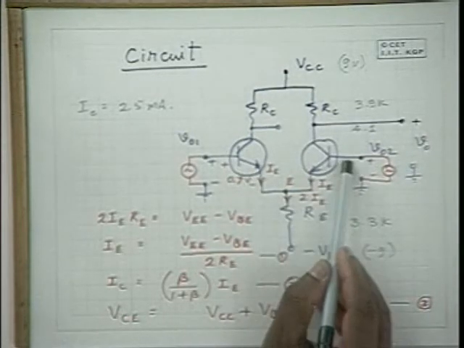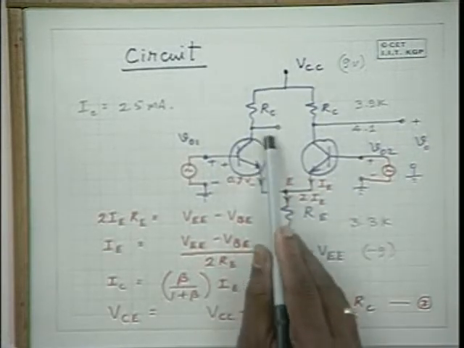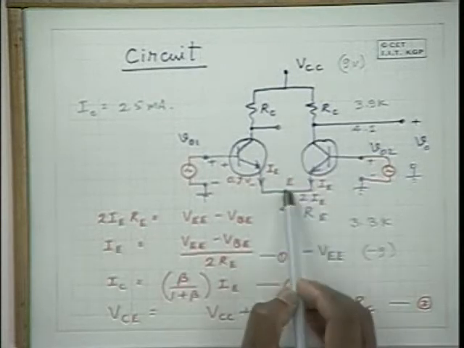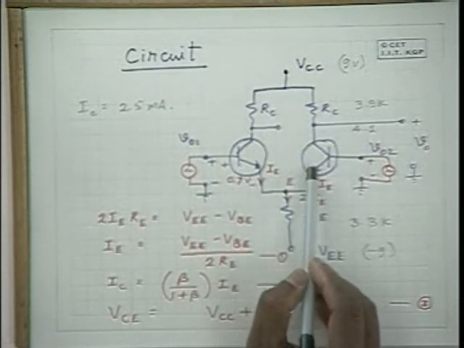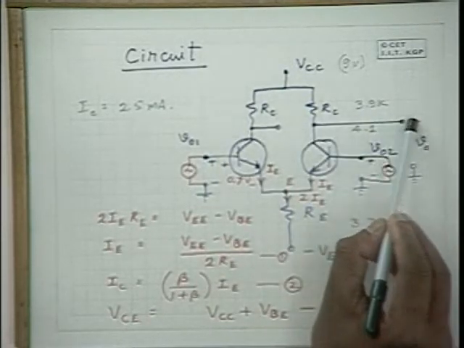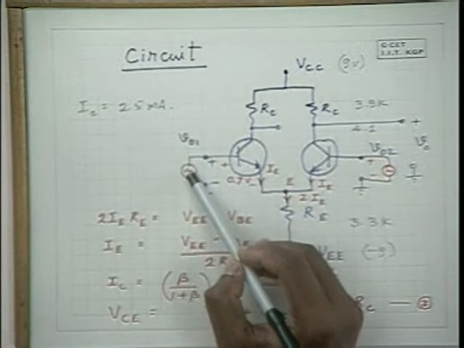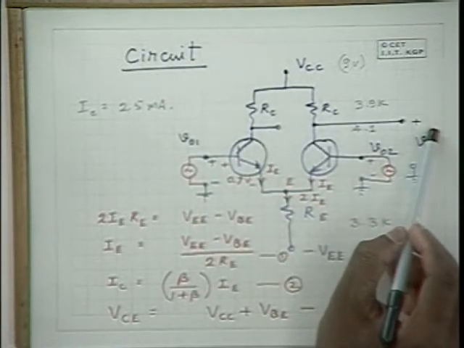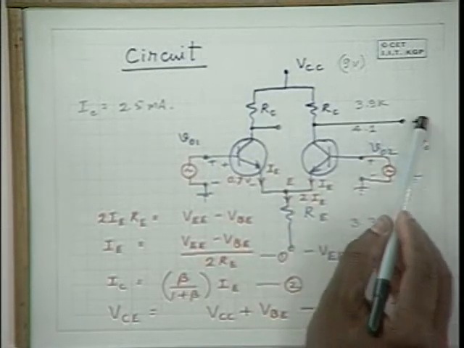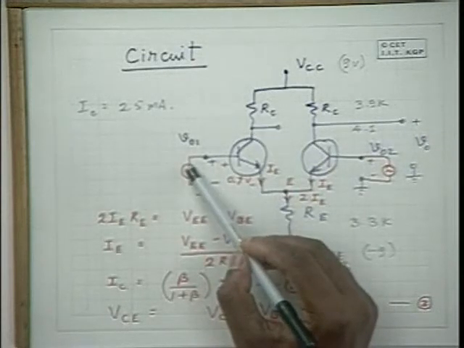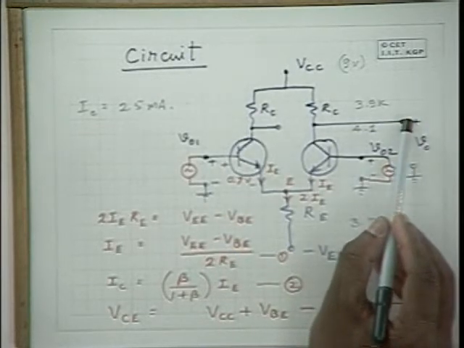And as a result, this potential decreases, and an increased emitter current here decreases the emitter current on this side. When the emitter current decreases on this side, there is a rise in the potential at the collector. Therefore, for a positive signal applied here, you will get a positive signal here and a negative signal here. So if you tap this as the output and apply a signal here, you will get a positive amplification. You will get a positive gain.